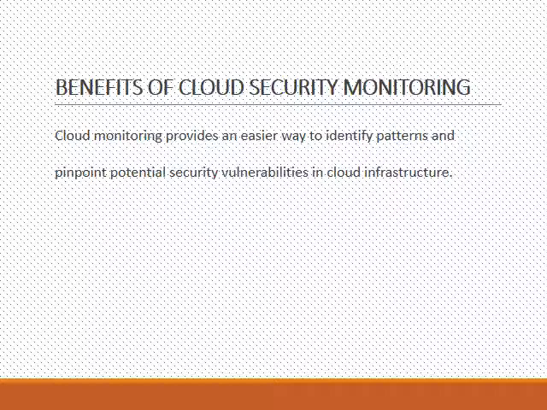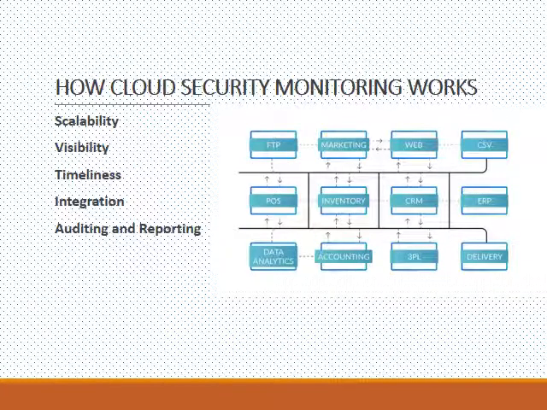So now see how cloud security monitoring works. These are the several approaches to cloud security monitoring. Cloud monitoring can be done in the cloud platform itself, on premises using an enterprise's existing security management tool, or via a third party service provider. Some of the key capabilities of cloud security monitoring software include scalability, visibility, timeliness, integration, auditing and reporting.